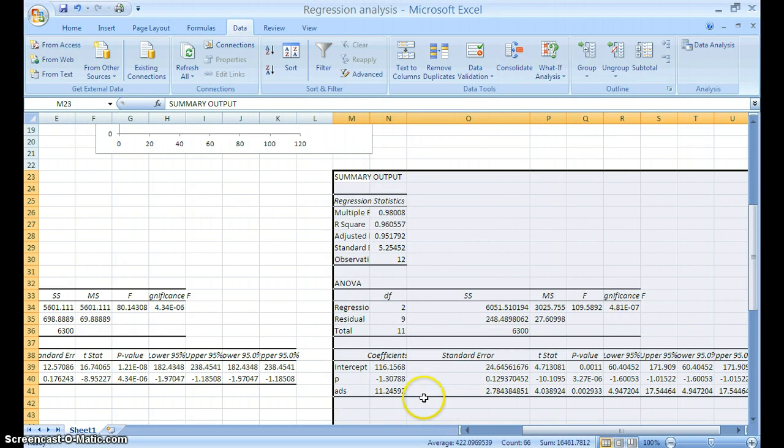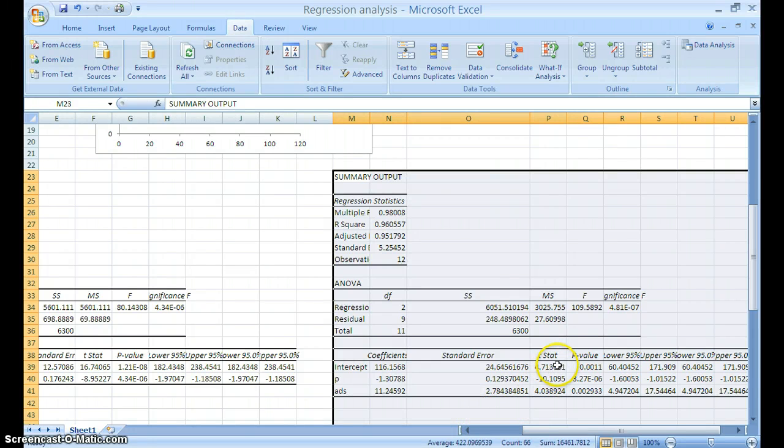Okay, and now there are two variables this time. There is the intercept, of course, and then there's the price, minus 1.3 times the price, plus 11.25 times advertising. That is the equation. The equation is quantity equals the intercept 116 minus 1.30788 times the price plus 11.24592 times advertising. That will give you what your quantity should be if you put your variables at different levels.